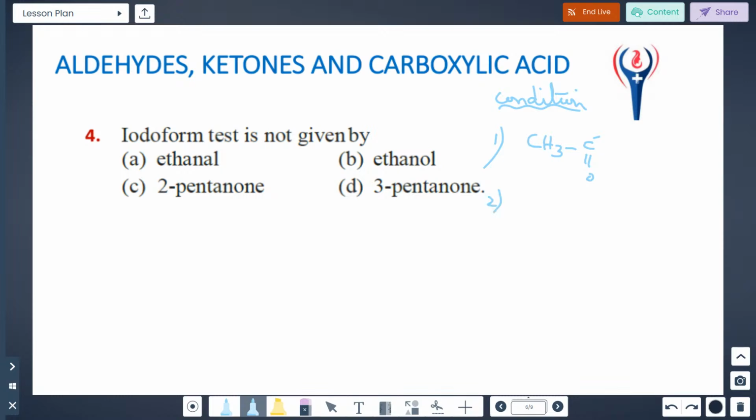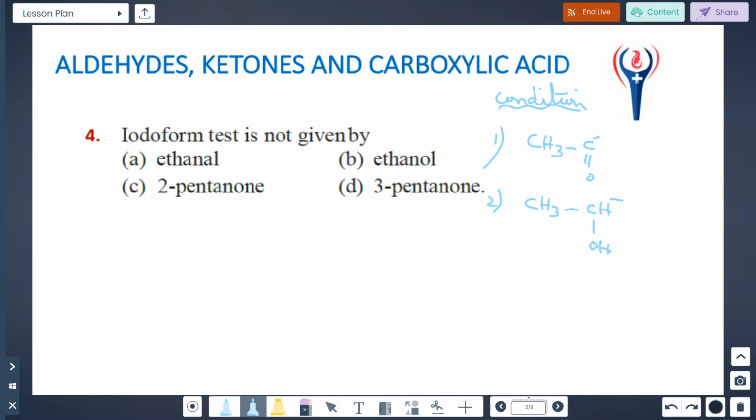Second one is the CH3, CHOH group. CH3, CHOH group. Understood? Any compound having this structure, this is called methyl carbinol. So if this group is present in any compound, that will undergo the iodoform test. But the question is a different one. Iodoform test is not given by. Not given by means, you write all the structures.